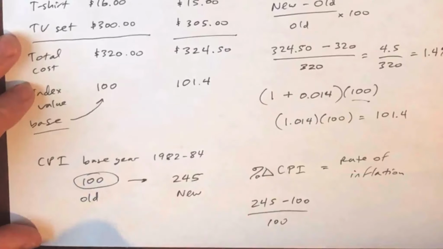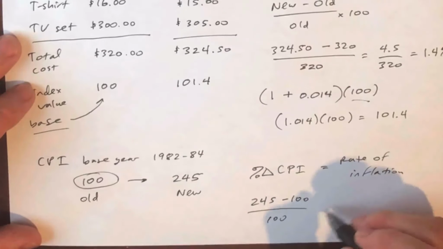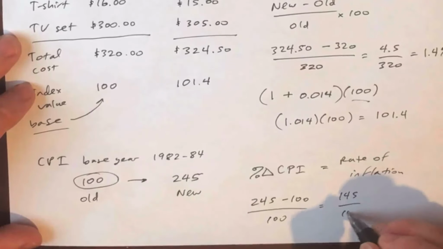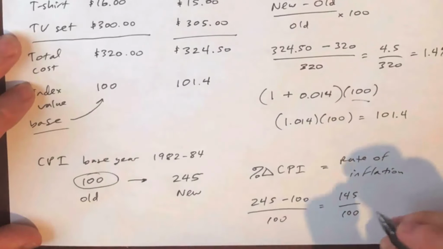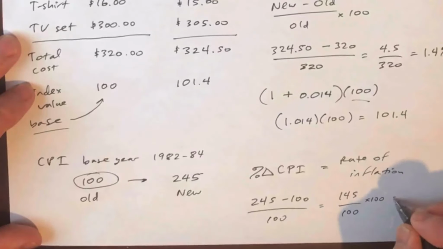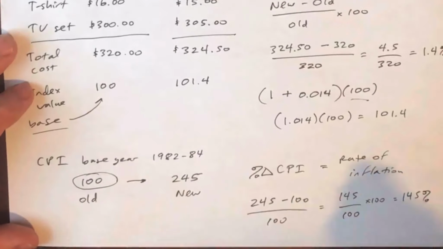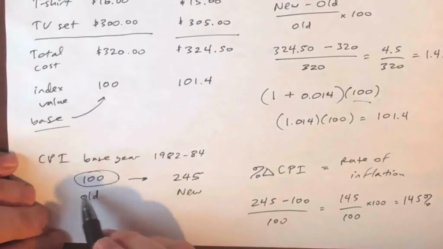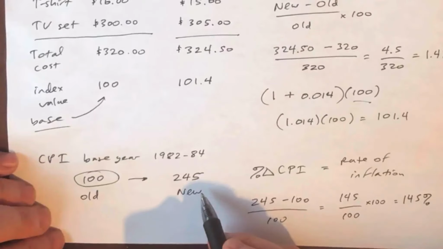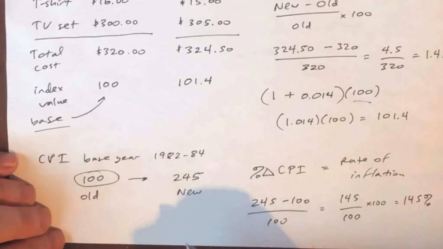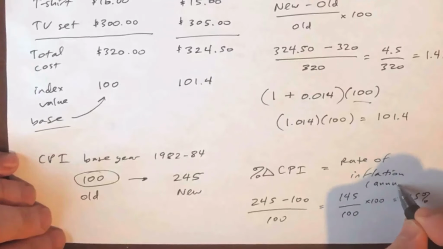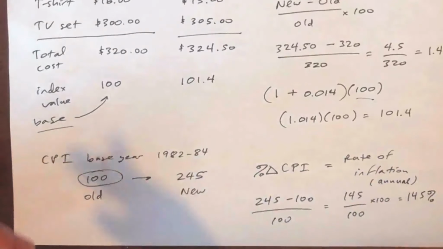You see why we use 100, right? Because this makes it quite easy. We end up with 145 over 100, right? Times 100, to put it in percentage terms, we have 145%. So what the 145% refers to is the entire change in the price level. Normally we express the rate of inflation as an annual figure, just for convenience.